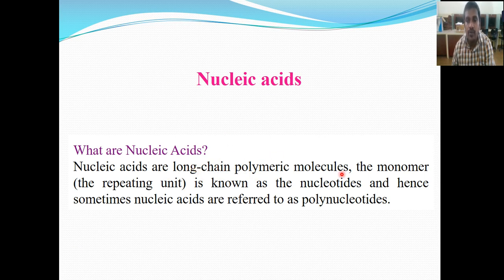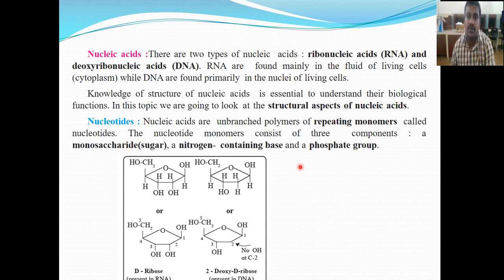Polymeric molecules of what? The monomer. A monomer is a single repeating unit, and this is known as a nucleotide, and hence nucleic acid is sometimes referred to as a polynucleotide also. Next we'll see which are the different types of nucleic acid. There are two types of nucleic acids, commonly called RNA and DNA. RNA is ribonucleic acid and DNA is deoxyribonucleic acid.